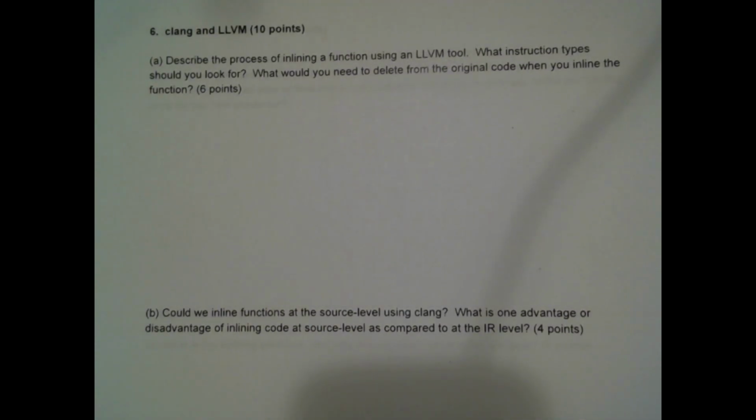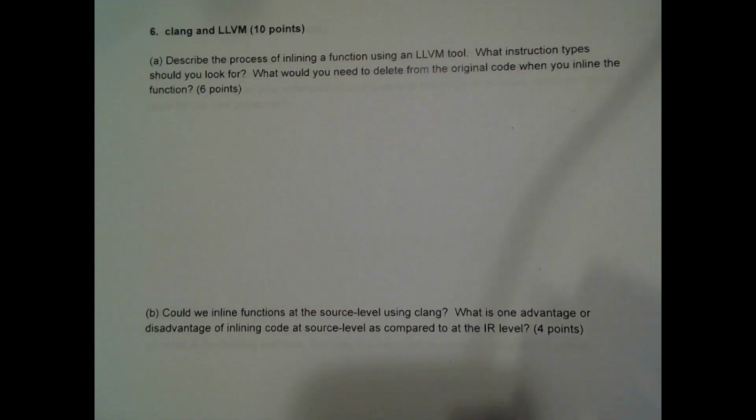Okay, on to problem 6. This one is sort of a follow-up to all of the projects and labs in the class, trying to get a sense of what you understand from those projects. The first question is: describe the process of inlining a function using an LLVM tool. What instruction types should you look for? What would you need to delete from the original code when you inline the function?